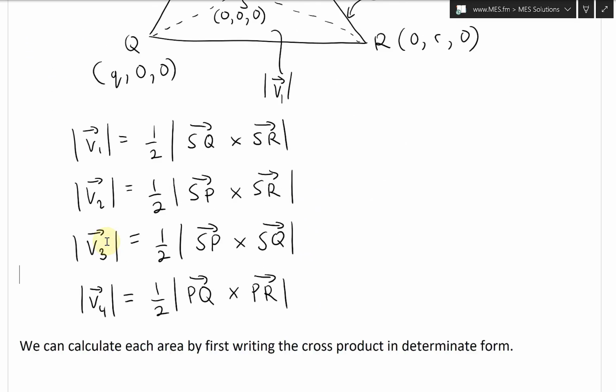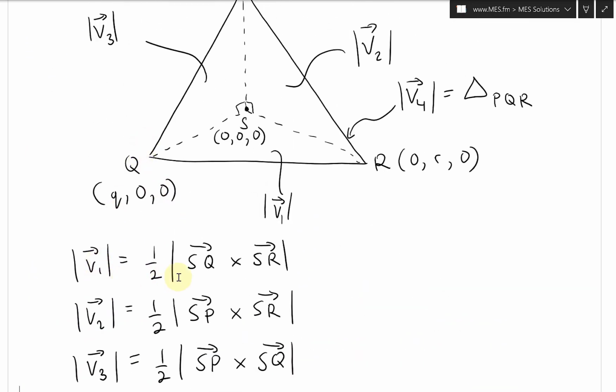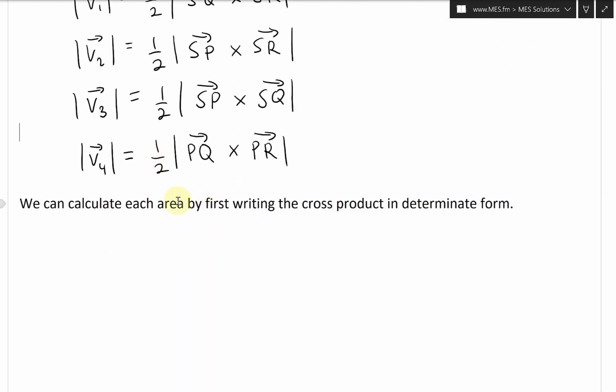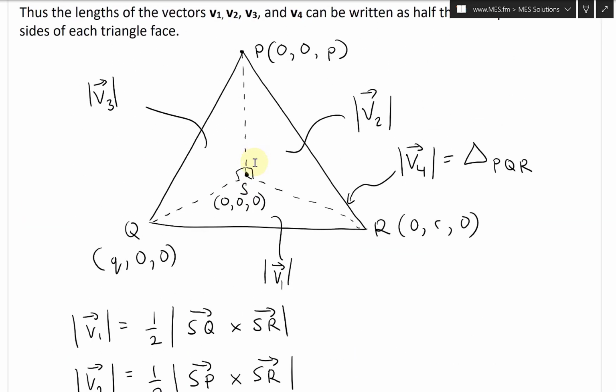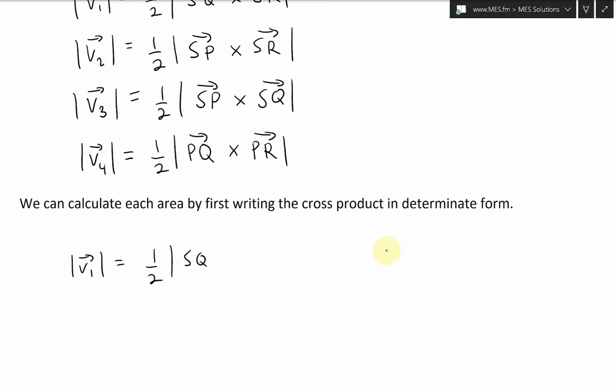All right, now that we have the equations in cross product form for the lengths of all these vectors, let's take a look at calculating each one, and we can first write that in determinant form. So we can calculate each area by first writing the cross product in determinant form. All right, so let's do the first one. So the length of V1, let's write it down here, V1 is equal to 1/2 SQ cross SR, like that.